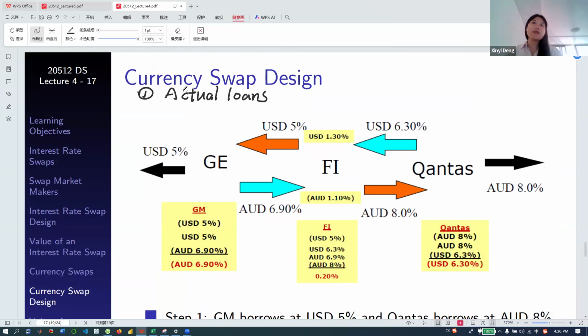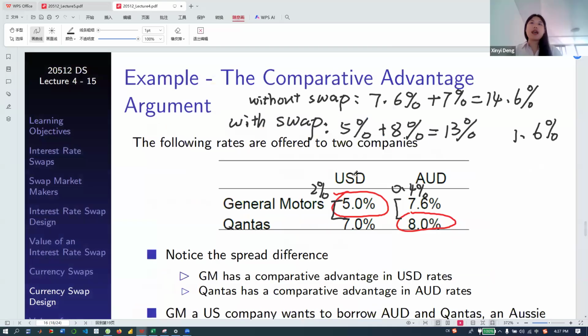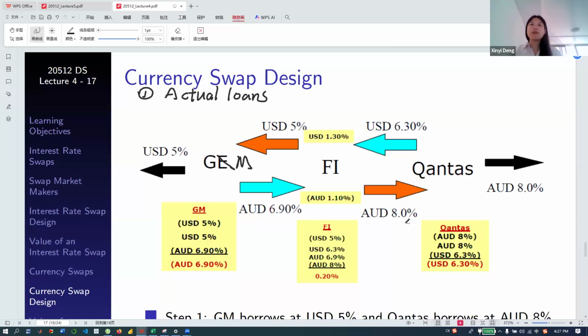So with this currency swap, sorry, this is a typo here. This is supposed to be GM, General Motors. So with this swap, GM and Qantas are going to borrow in the market they have comparative advantage in. So those two red circles are the markets they have the comparative advantages in. So General Motors will basically borrow USD at 5%, and Qantas will borrow AUD at 8%.